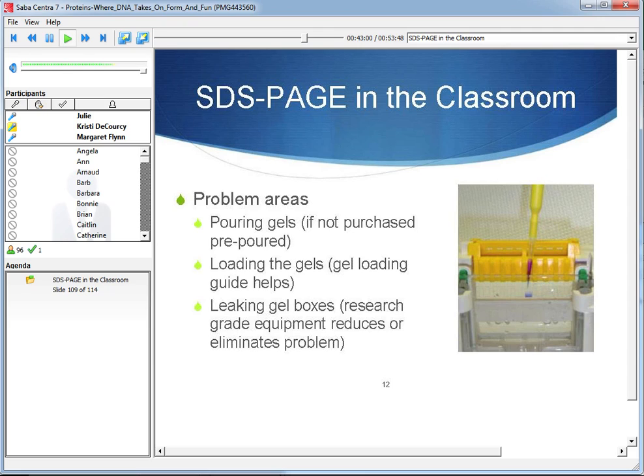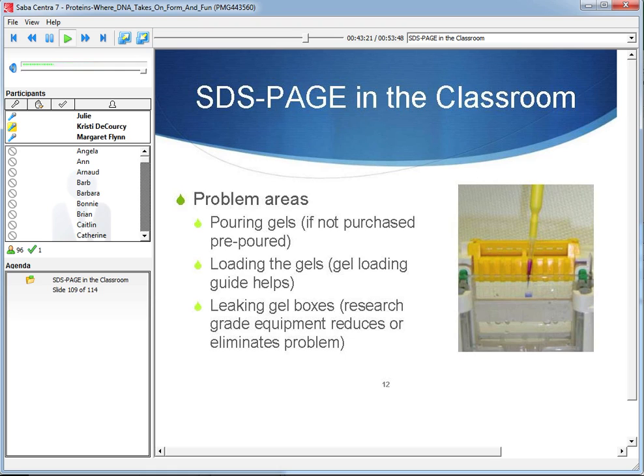So, problem areas I've come up with: pouring gels. Besides the fact that acrylamide's a neurotoxin, it's also not as simple as pouring the jello of an agarose gel. There's a technique involved and it requires some practice. It's just not quite as straightforward. So that can be an issue.